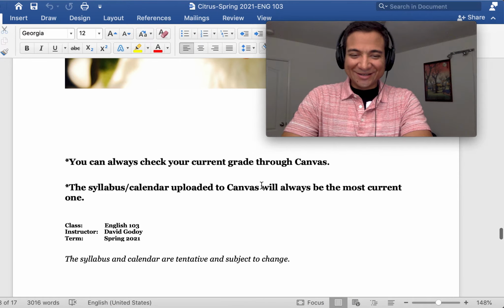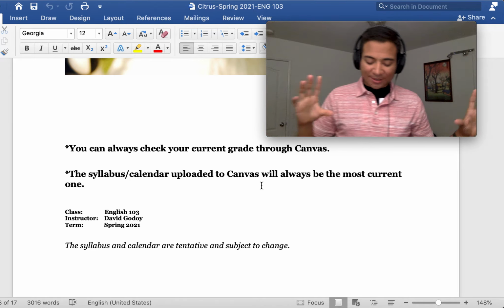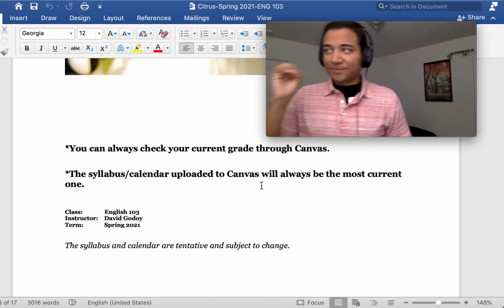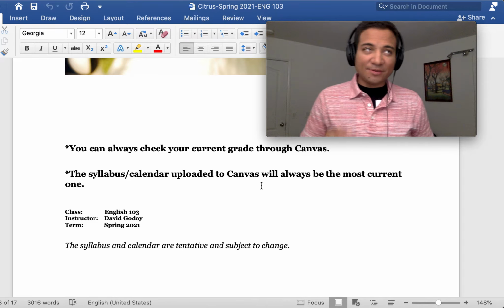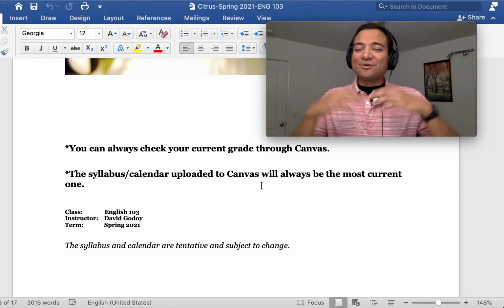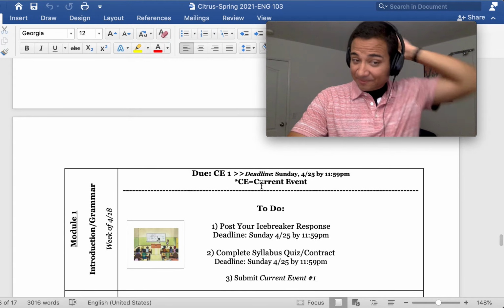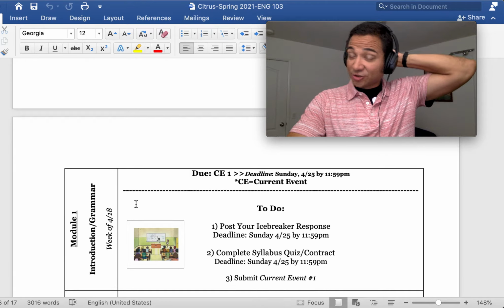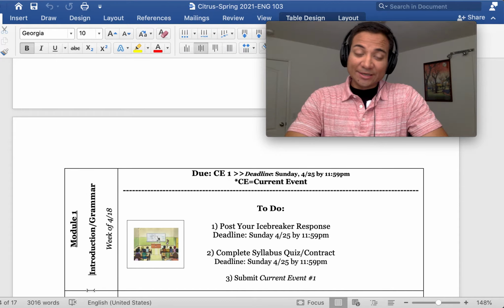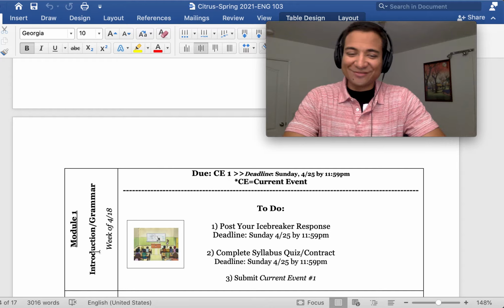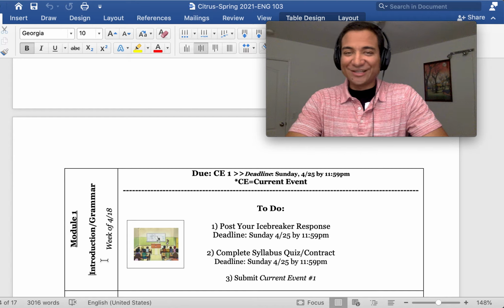Awesome. Okay, here's the calendar. The syllabus that will be uploaded to Canvas will always be the most updated and current one. I want you to understand the organizational structure of our calendar. This side indicates the thematic unit. Here we have intro/grammar, which is what we have this week. The week of April 18.